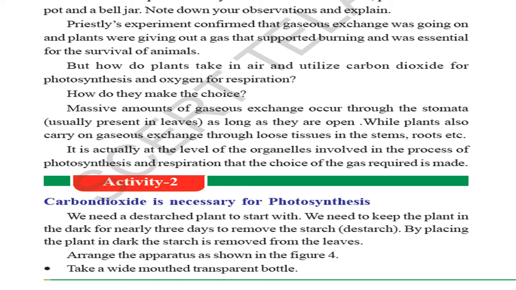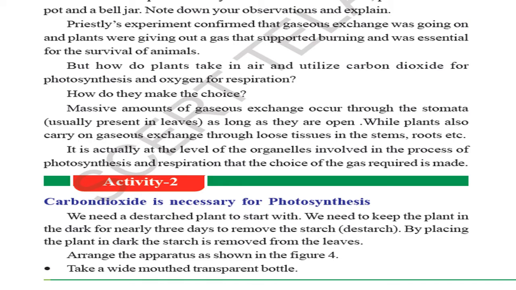Second activity. In this it is proved that carbon dioxide is also necessary for photosynthesis. How will children see the experiment? We need a destarched plant to start with. We need to keep the plant in the dark for nearly 3 days. Destarch means you cannot take out the starch from a leaf, isn't it? What do we do? We have to keep the plant without sunlight, in the dark in a room for 3 days to remove the starch. It becomes destarched. Then we take a leaf of that plant. By placing the plant in the dark, the starch is removed from the leaves.